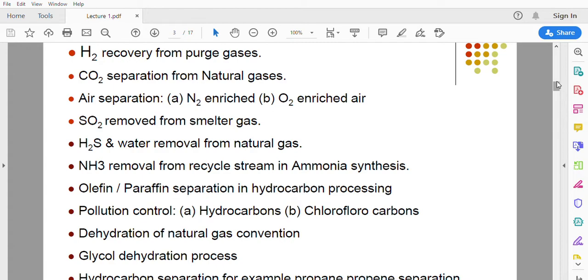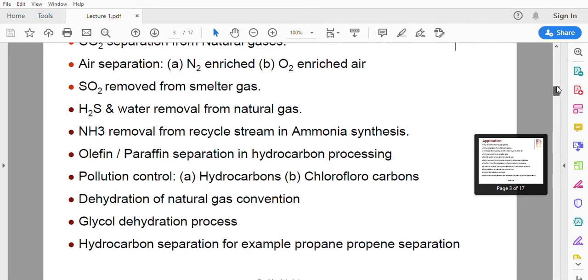Next application is olefin paraffin separation. You can use the membrane based process to separate, for example, ethane from ethene or propane from propene. These olefins, propene and ethene, are used to produce polymers; they are the raw material of polymers. This is now a commercialized process. The membrane based process is commercialized for this type of separation. Ethane is used as fuel, and ethene is used as a raw material for polymer production.